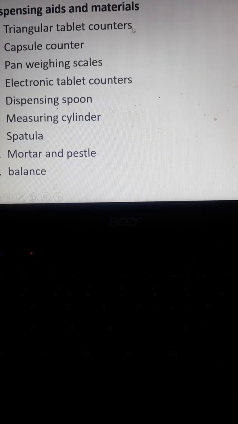So we have dispensing aids and materials. We have triangular tablet counters, capsule counter, pan weighing scales, electronic tablet counters, dispensing spoon, measuring cylinder, spatula, mortar and pestle, and balance. Most of you are familiar with these in our different pharmacy subjects.